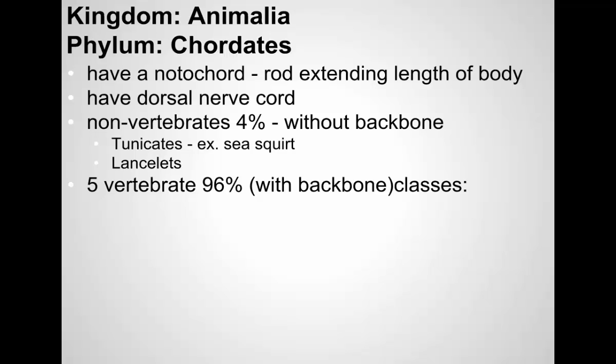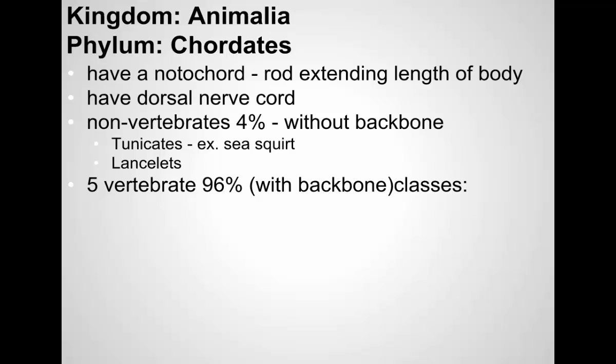And then we have the last group, the chordates, Phylum Chordata. The defining characteristic of the chordates is that they have a notochord, and a notochord is basically a rod of cartilage extending the length of the body. They have a dorsal, which means backside, nerve cord, which we would now call the spinal cord.